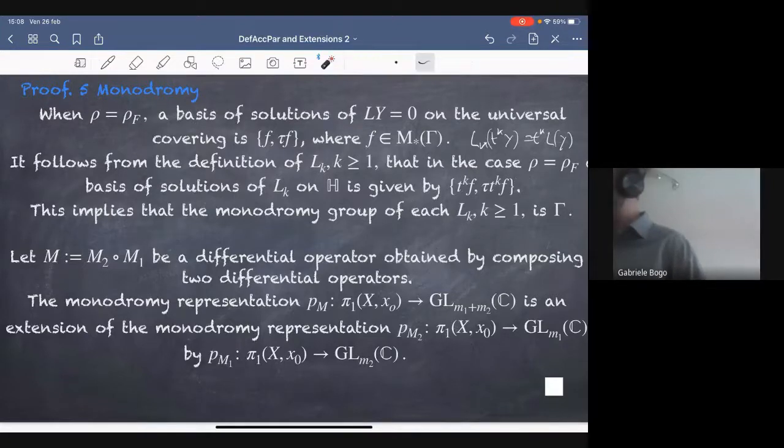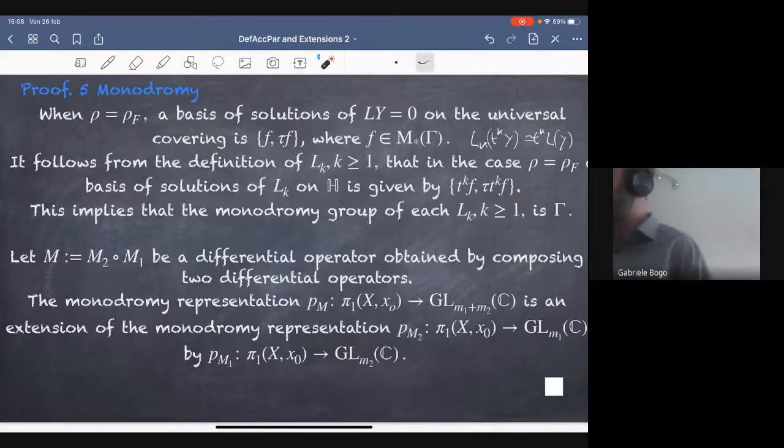And so in particular, when you put t to the k times f here, you will have f here, and this is 0, so this will be 0. So a basis of solutions of this Lk is given by t to the k times f and tau t to the k times f. And in particular, this is a modular form of the same weight as f. Probably it will not be holomorphic, but this is not a problem. This is just to say that these differential operators, again, are Fuchsian and have modular forms as solutions.